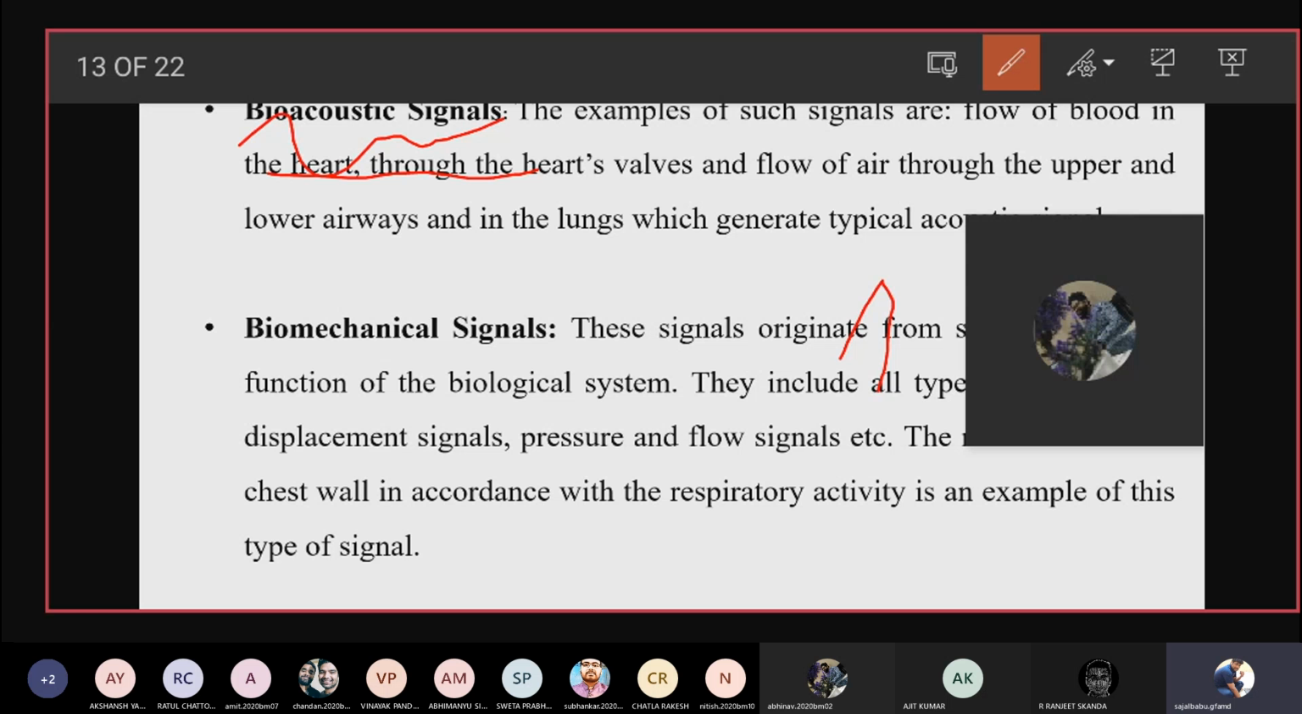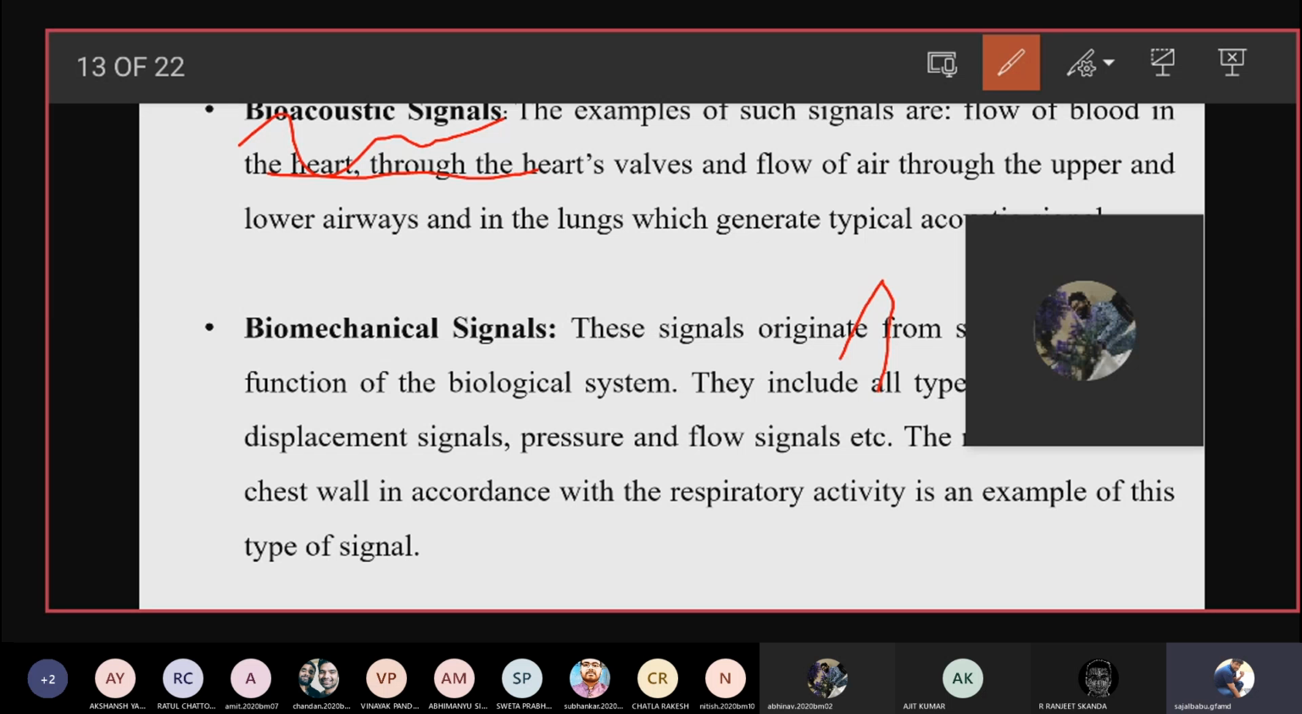So what are these bioacoustic signals? Whenever blood flows through the heart, the heart has walls, and the heart walls open and close. The opening and closing of the heart walls will produce some sound. Or whenever the air passes through your trachea, or upper and lower airways, they may also produce some sound. These sounds are related to your bioacoustic signals.